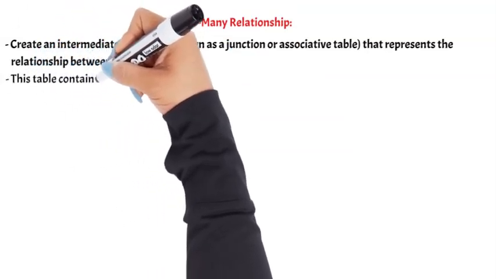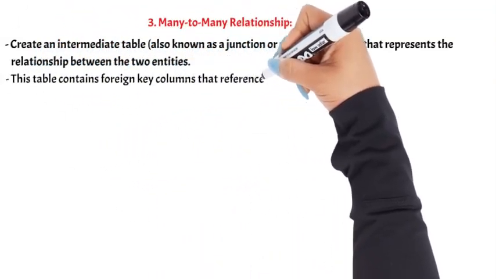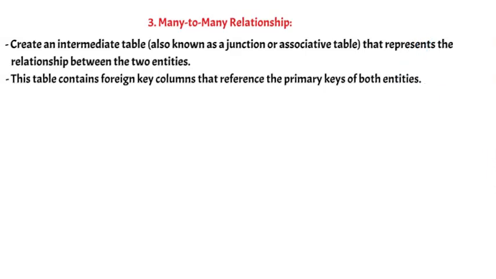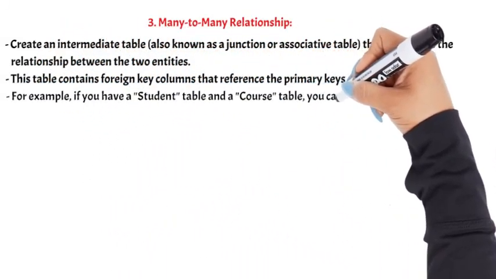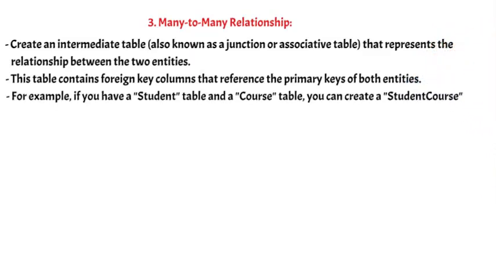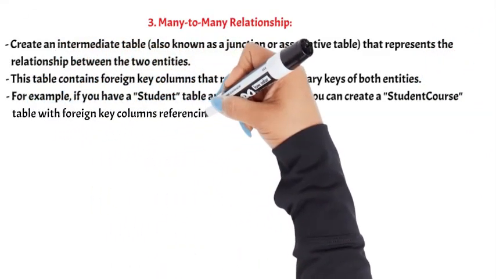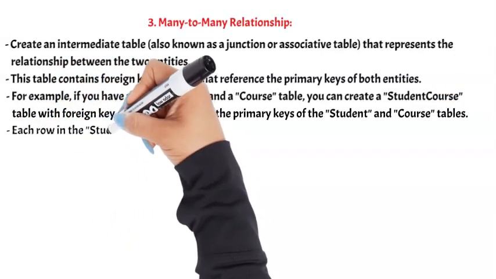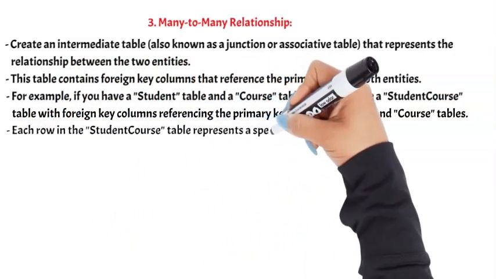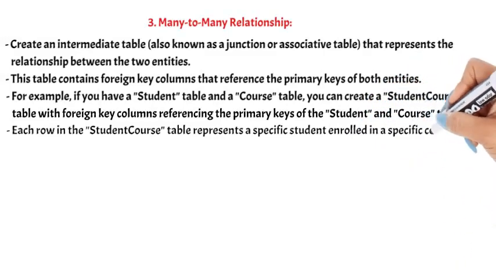This table contains foreign key columns that reference the primary keys of both entities. For example, if you have a student table and a course table, you can create a student course table with foreign key columns referencing the primary keys of the student and course tables. Each row in the student course table represents a specific student enrolled in a specific course.